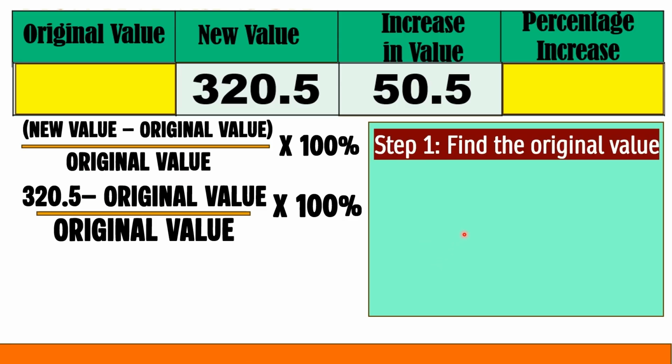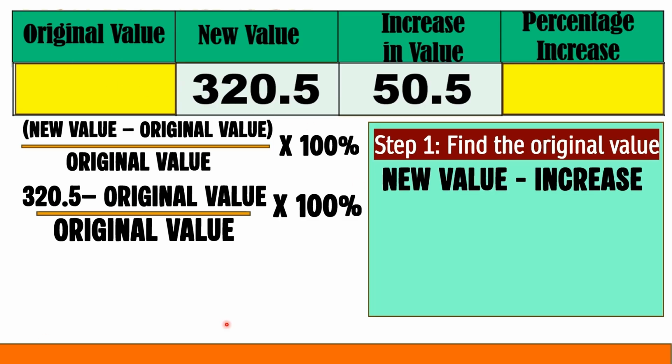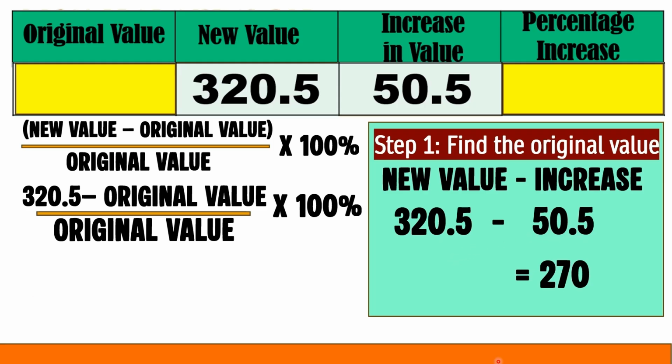Okay? First step is to find the original value. To find the original value, we're going to find the difference between new value and the increase in value. So we have new value is 320.5, while increase in value is 50.5. Then 320.5 minus 50.5 is 270. Okay, therefore, our original value is 270.